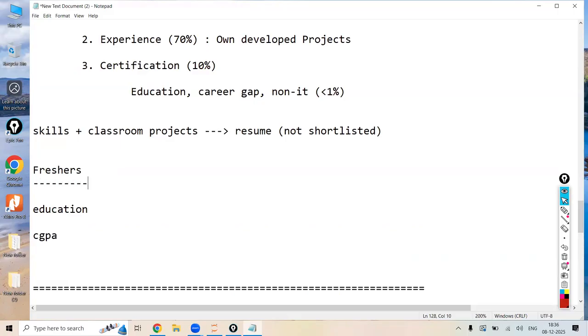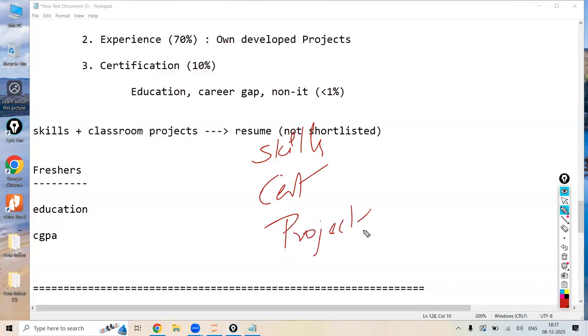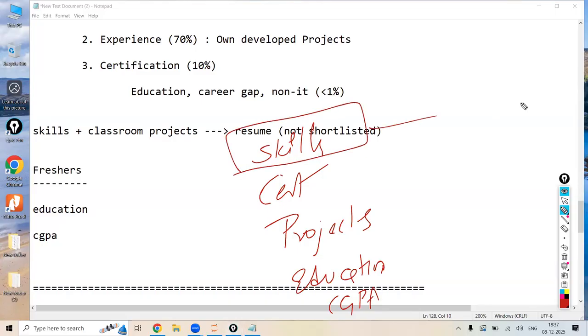Now, miss, the answer is perfectly correct. Here, very simple. Skills, certification, projects. Total 3 are there. Along with education and CGPA, total 5. Let's take 5. In your college, when you're in the final year, for campus placement, you and your friend both have the same profile. Is there any difference between you and your friend who is studying along with you in your class?